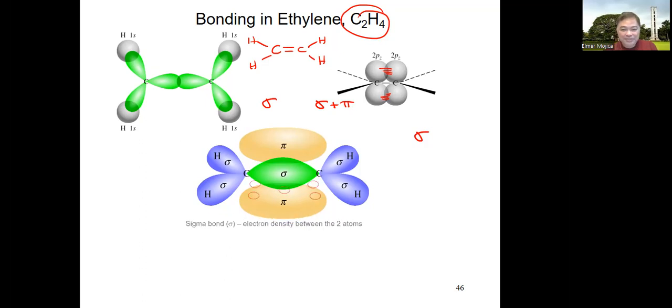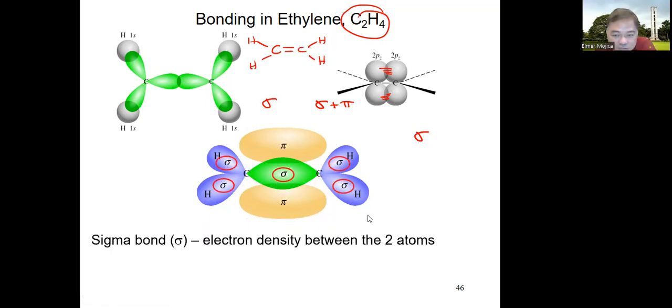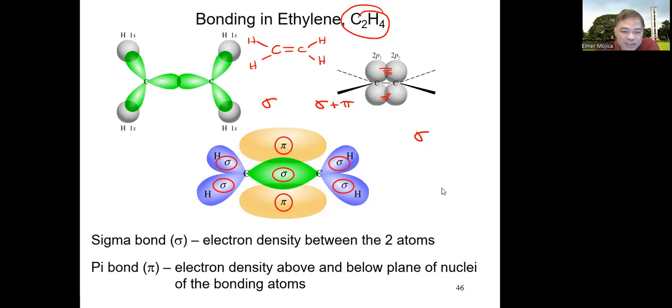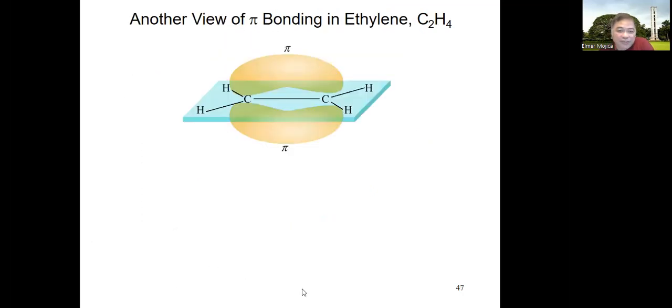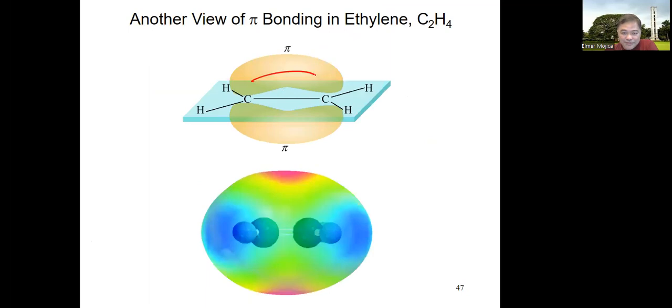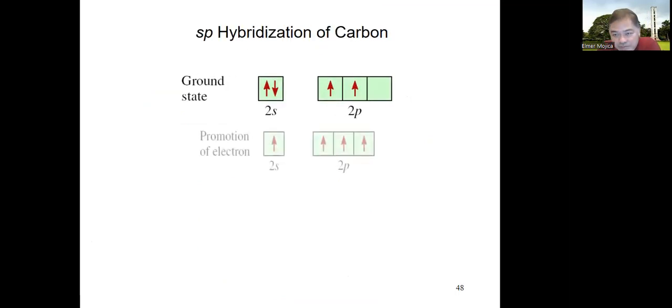So let's try. Okay? Or just to introduce you. So when we're talking about sigma bond, that's the electron density between two atoms. And if we're talking about pi bond, that's the electron density above and below the plane of the nuclei of the bonding atoms. Okay? So this is how this looks like. Ito yung pi bond. Kasi meron kang p orbitals na hindi na-hybridize. Now, what if instead na isa yung hindi na-hybridize, dalawang p orbitals?